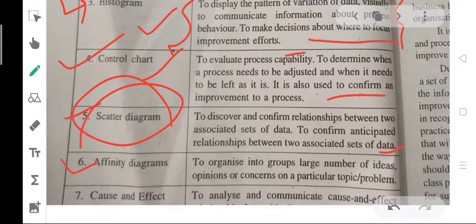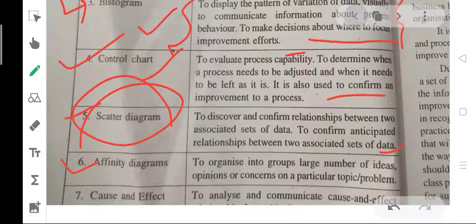The seventh one is the cause and effect diagram. In this cause and effect diagram, it is used to analyze and communicate cause and effect relationships, and we represent this graphically. It graphically demonstrates the cause of a particular problem to facilitate problem solving.